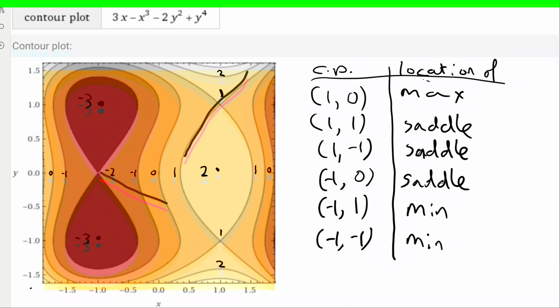So generally speaking, maxes and mins, at least if they occur at isolated points, are going to be inside a sequence of increasingly smaller closed curves. Saddle points are going to be where a single level curve for a single z-value intersects itself at some point. Okay, so that's kind of nice to know. There are some questions in the homework that give you contour plots, and that also can help you in interpreting contour plots if you're working with them in other problems.